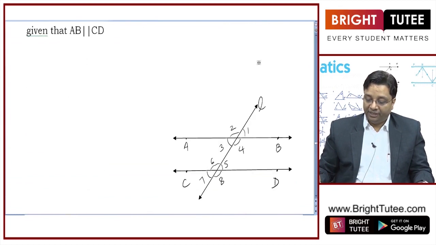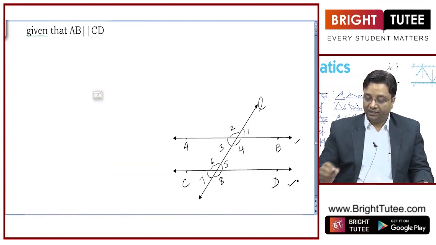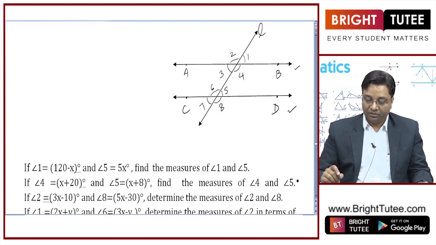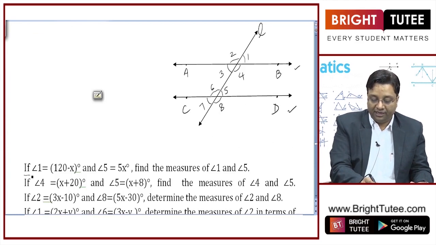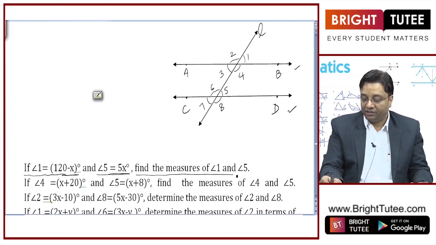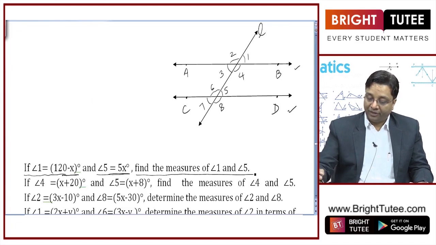Now, the line AB is parallel to line CD. This is the given statement. Now, where is the question? Here you have your question: angle 1 is 120 minus x degrees and angle 5 is 5x degrees. We need to find the measures of angle 1 and angle 5. This is our first question here.